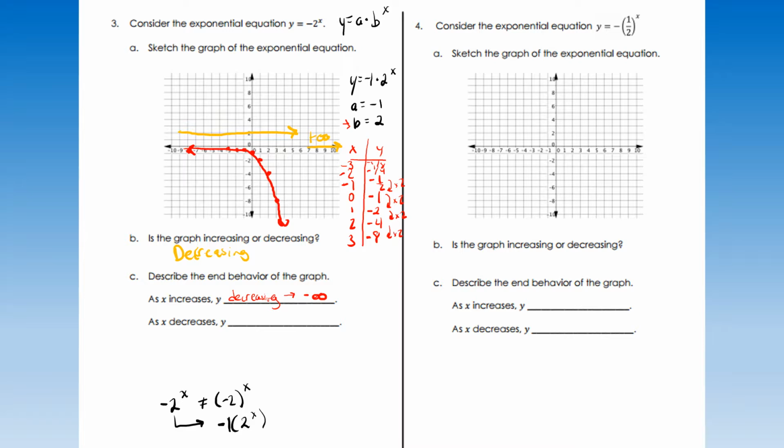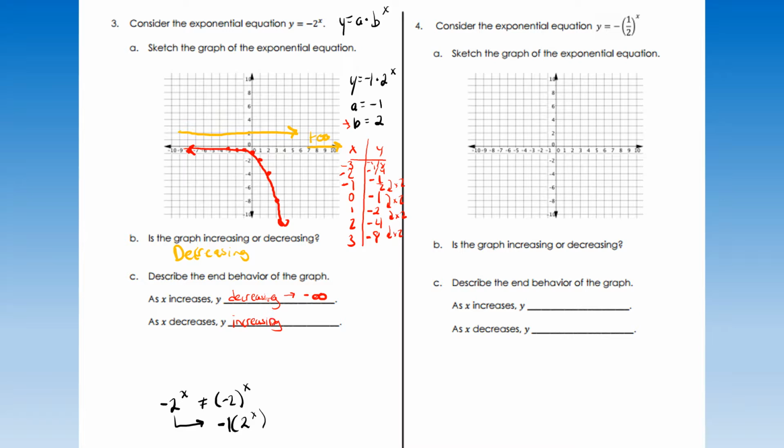And what's happening with y as we head the other direction, as x decreases? So as x becomes more and more negative, y is technically, because these are negatives, remember, it's getting closer and closer to 0, so y is technically increasing.